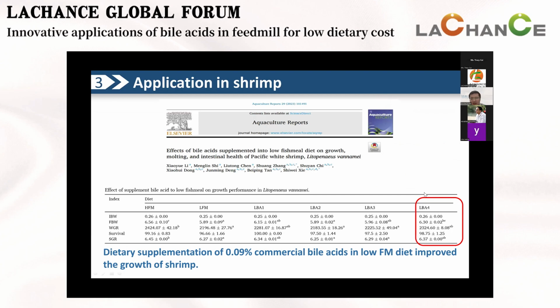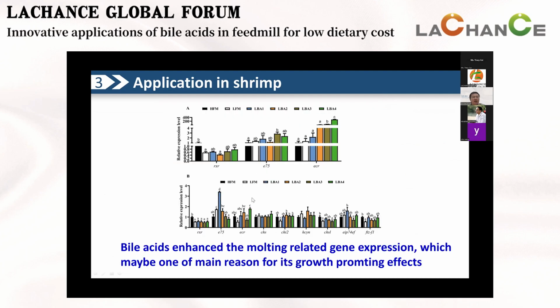For the growth performance, we can see that with the addition of bile acids, the final body weight and the weight gain increased after we supplemented the bile acids in the low fish meal diet. One of the main reasons may be that the bile acids could enhance the molting-related gene expression. We have detected lots of molting-related gene expression. We found that bile acids could enhance their expression. So this may be one of the main reasons for the growth promoting effects of the bile acids.